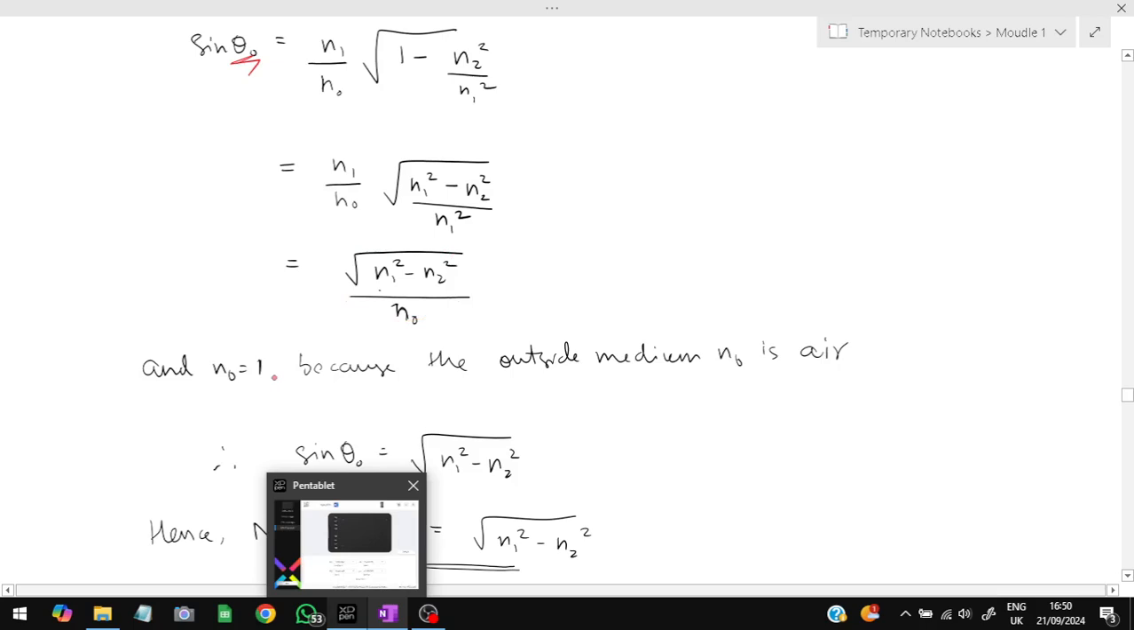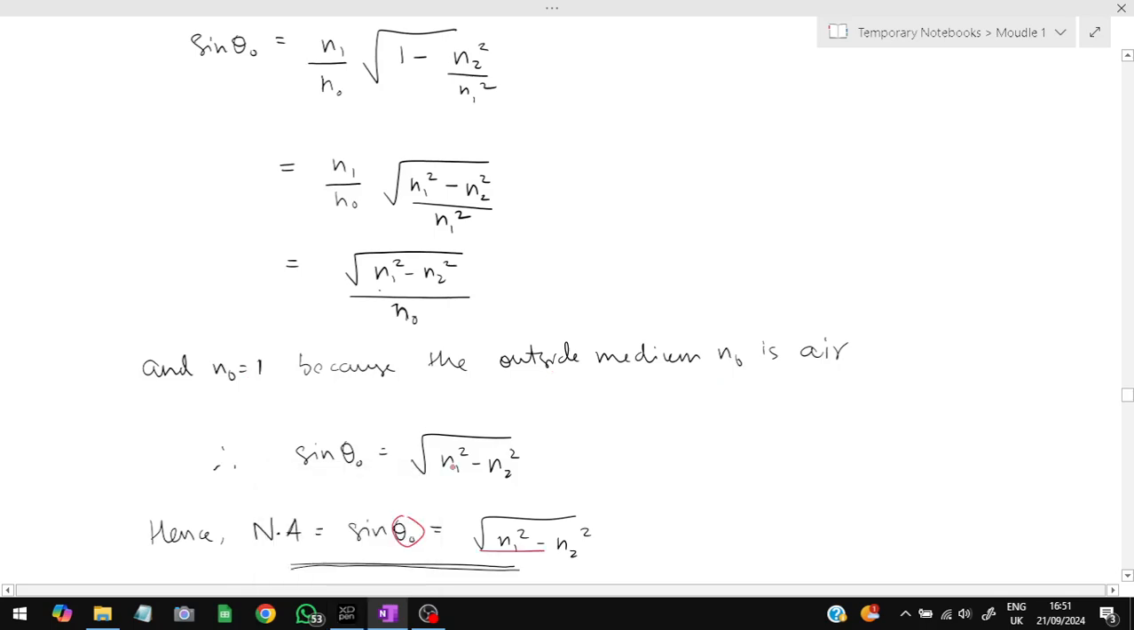And n naught is equal to 1. Why is n naught 1? N naught is 1 because the outside medium is air, and the refractive index of air, as you know, is 1. So sin theta naught will become the square root of n1 square minus n2 square. Numerical aperture is equal to sin theta naught, which is equal to the square root of n1 square minus n2 square. So whichever angle satisfies this condition will be the acceptance angle.